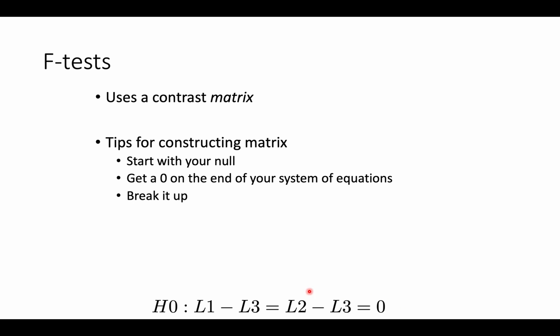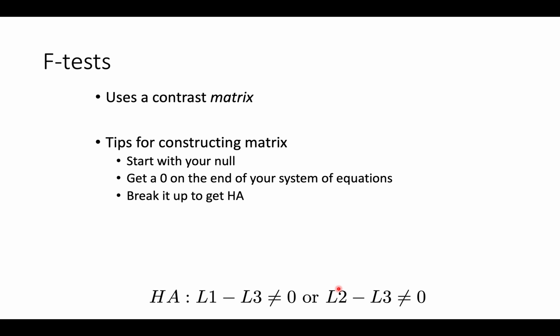And now you can break it up. So you can see we effectively have 2 separate contrasts here, which put together, if tested simultaneously, comprise our F-test. So those 2 are whether level 1 minus level 3 equals 0 and level 2 minus level 3 equals 0. And that gives you your alternative: level 1 minus level 3 does not equal 0, or level 2 minus level 3 does not equal 0. You might be thinking, whoa, what about that other case, level 1 minus level 2? That's inherently included in these 2.